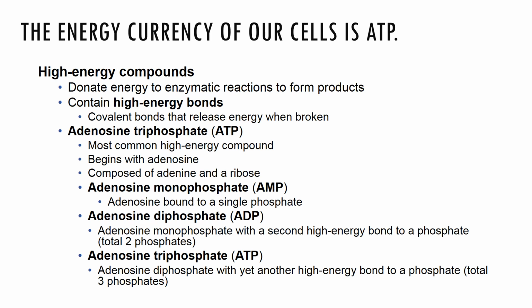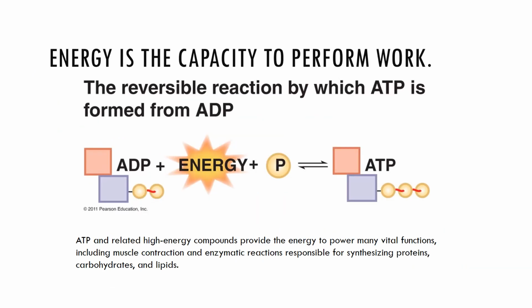So with 1 phosphate, it is AMP, adenosine monophosphate. With 2 phosphates, it is ADP, adenosine diphosphate. And with 3, it's adenosine triphosphate. And energy, as you recall, is the capacity to do work. ATP is synthesized in every body cell constantly. And that concludes our overview of chemistry and the chemical level of organization.